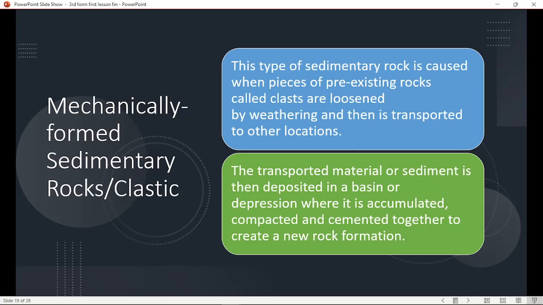This type of sedimentary rock is caused when pieces of pre-existing rocks, called clasts, are loosened by weathering and then transported to other locations. The transported material or sediment is then deposited in a basin or depression where it is accumulated, compacted, and cemented together to create a new rock formation.